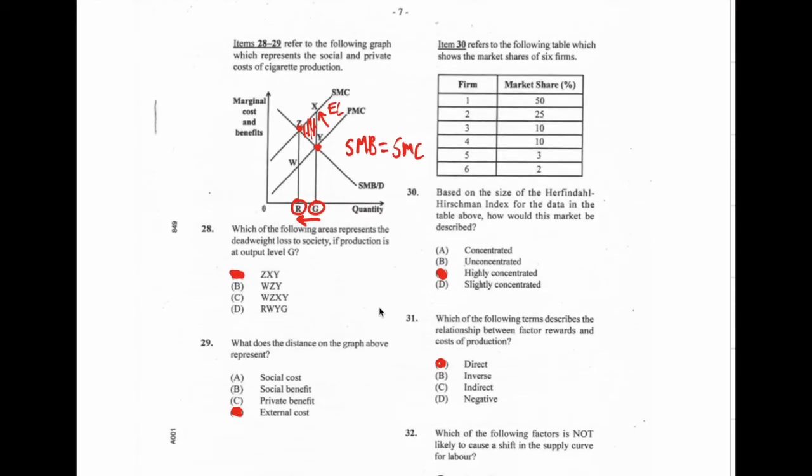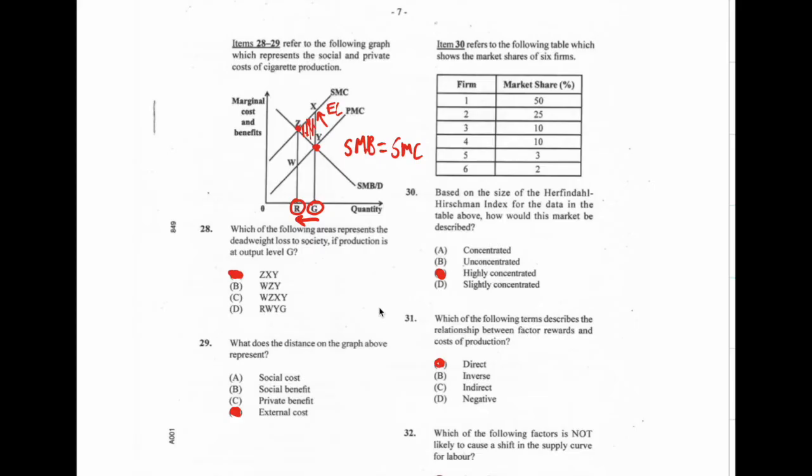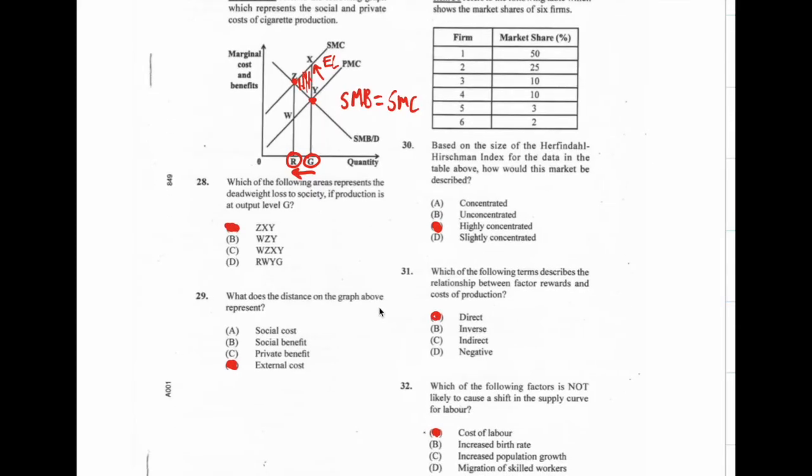What does the distance on the graph above represent? They should say the distance is XY. I don't know what they're doing for this paper, but the distance on the graph above, XY, which would be this distance right here, would represent external cost, and that would be D.